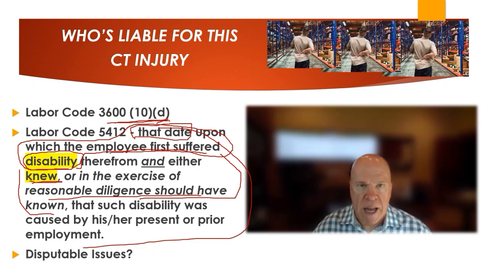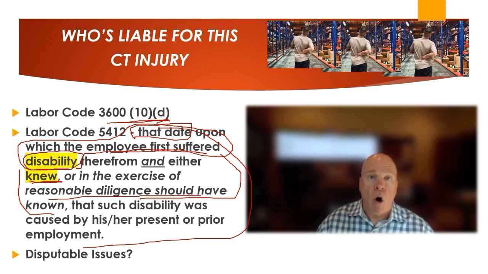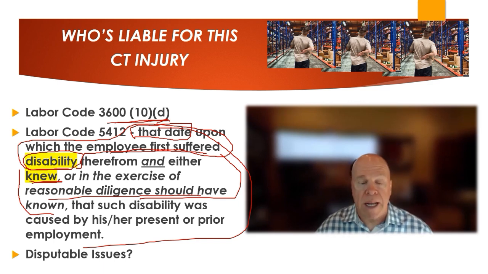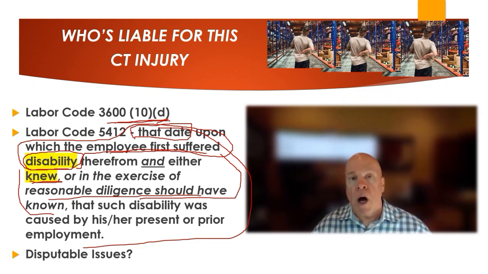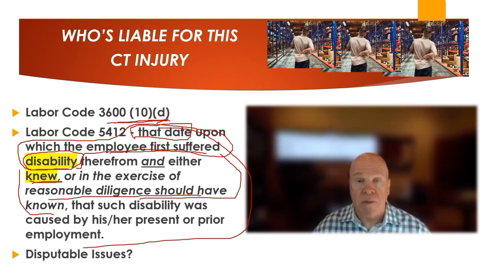So let's review the language. The language says the date upon which the employee first suffered disability. So it might be important for us to understand, in establishing this date of injury, this important hallmark milestone date, it's important for us to understand what is meant by the term disability. How, in this context, is disability defined?